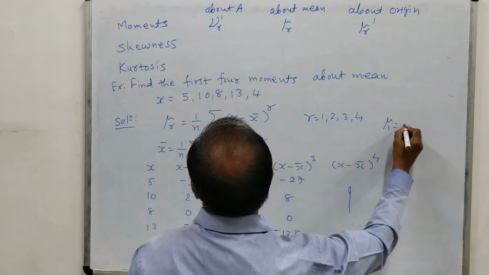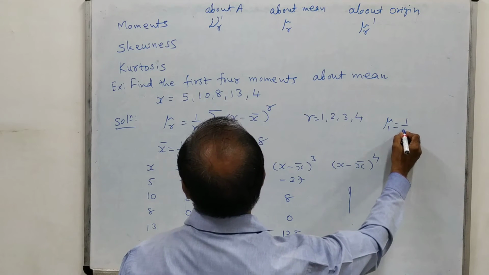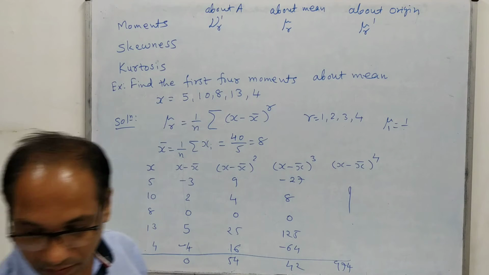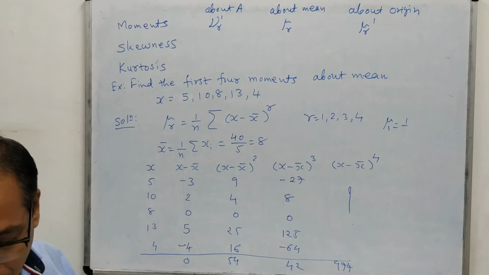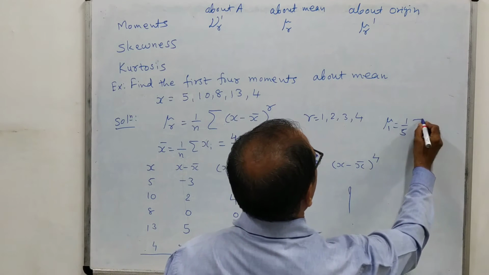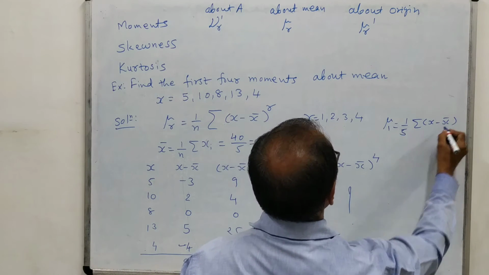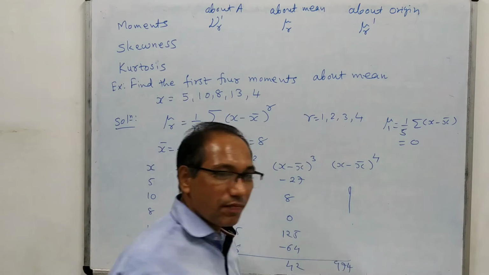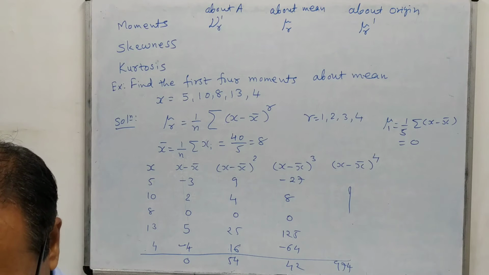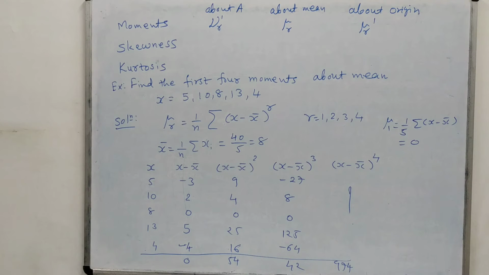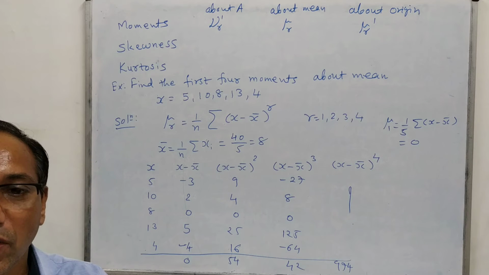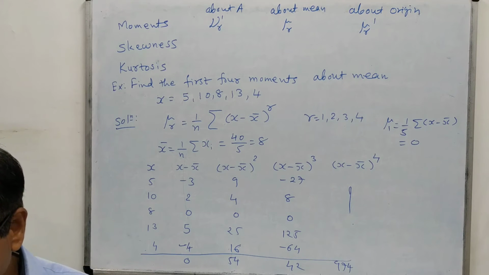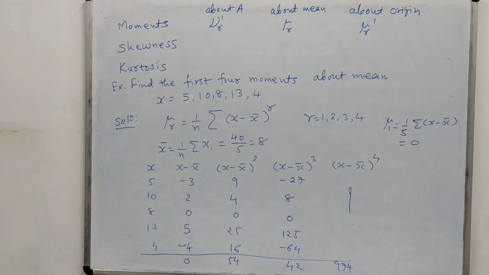So mu1 equal to 1 upon 5 sigma x minus x bar. But we know that the total of x minus x bar is 0. So 0 by 5, that means 0. And also we have noted, last time when we obtained the values, mu 0 equal to 1, mu 1 equal to 0, and mu 2 equal to sigma square, that means variance. Mu 2 is variance. So here this is 0.